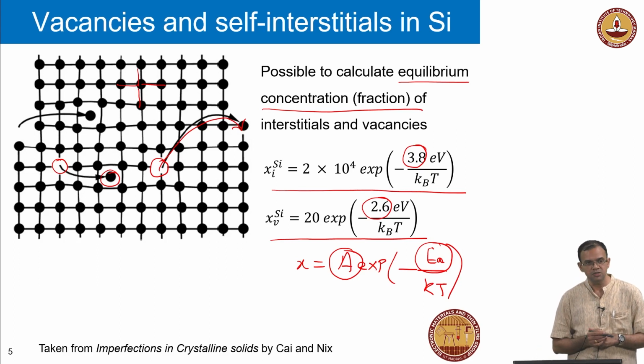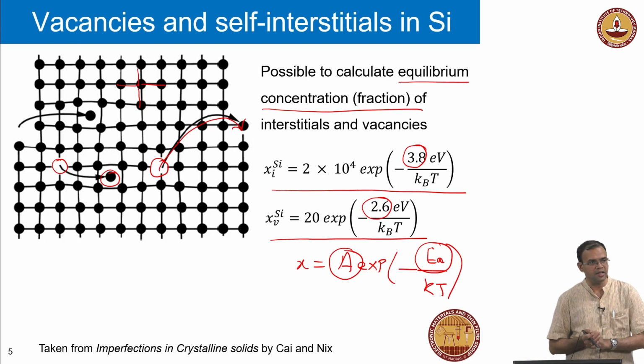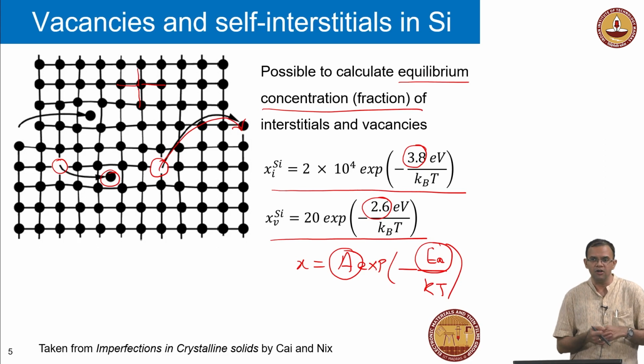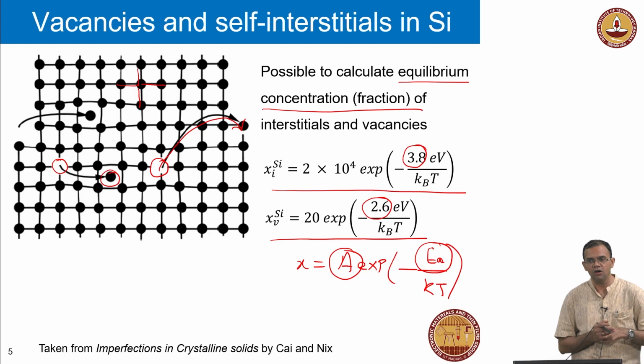According to this equation, it is easier to create a vacancy in silicon than to have a self-interstitial. So it's easier to remove an atom than to insert an extra atom into the lattice, and that makes sense. If I already have a silicon lattice, trying to push another silicon atom inside leads to greater distortion of the lattice, and that's harder. So it's always easier to remove an atom than to cause an interstitial.